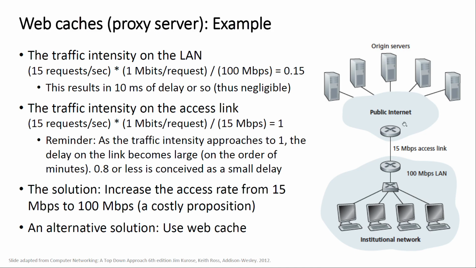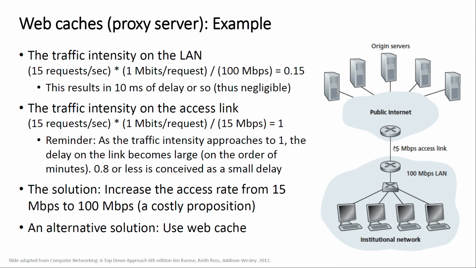But let's see what happens here. You are having 15 requests per second, which are 1 megabit in size, but the connection speed is 15 megabits per second. So when you divide it, it is 1. And again, remember from the slides, when this number approaches 1, the delay on the link becomes large. Actually it goes to infinity. So this means that there is a huge delay here.